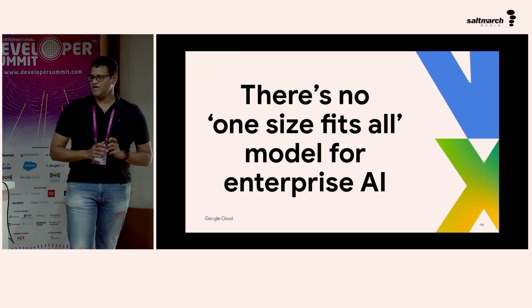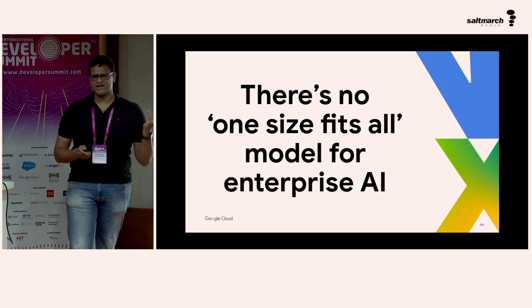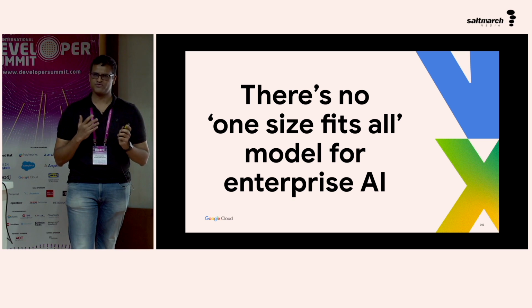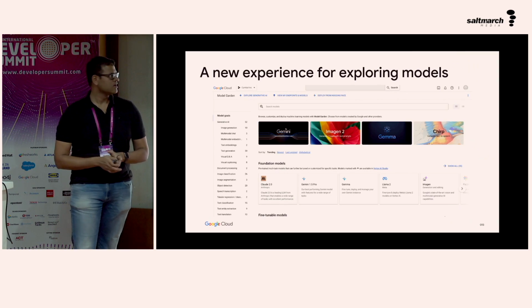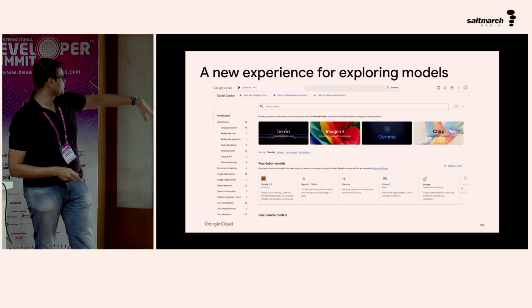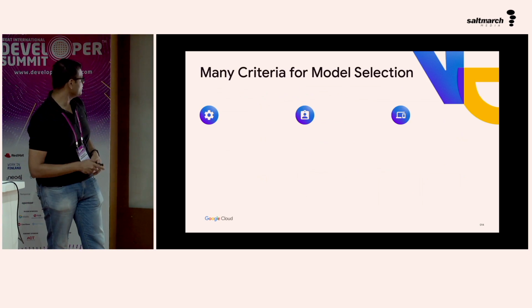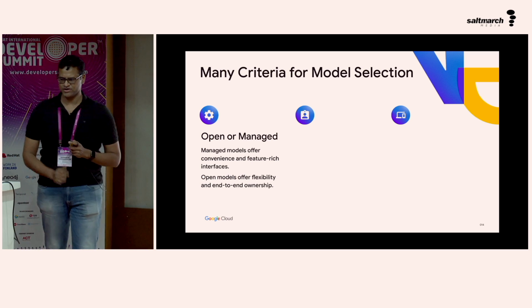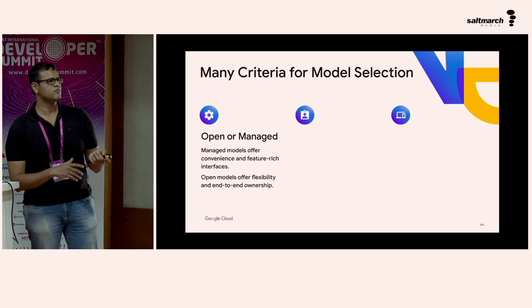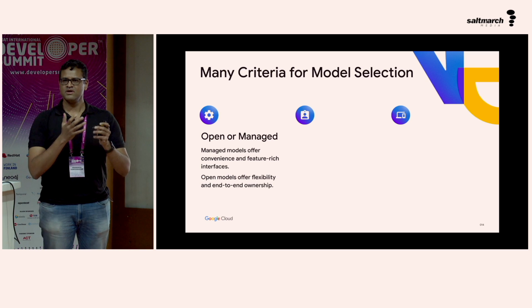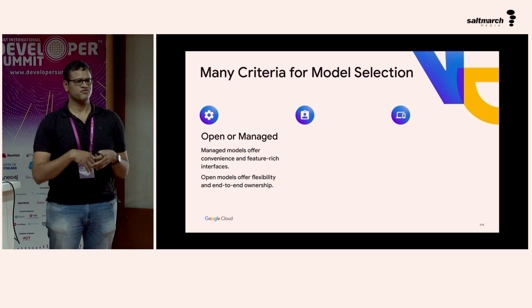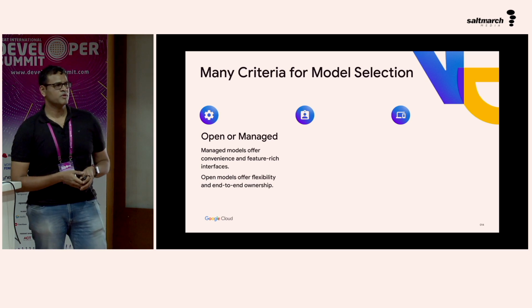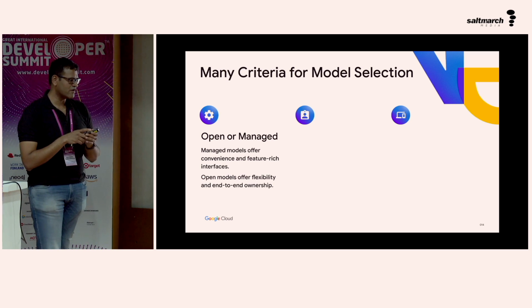All right. So why this Model Garden again? There's no one size fits all. You need to find which model suits you the best. This is what it looks like. I'll go through the demo, and maybe I'll talk about it more during the demo. But there are a lot of criteria that you have to think about when you're selecting a model for your needs. The first thing is whether the model is an open model or a managed model. What's the difference? An open model is something where you probably have to pay for the infra, and you have a lot more flexibility.